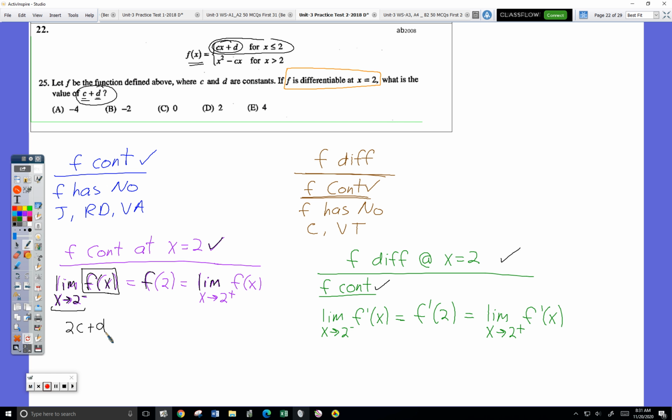Show me your hands if you do that. 2.3 for Daniel. That's got to equal f of 2. So hands up. What's f of 2?